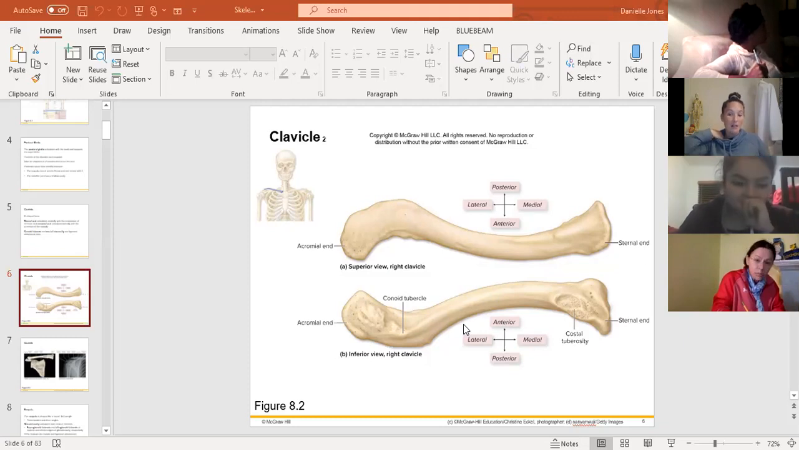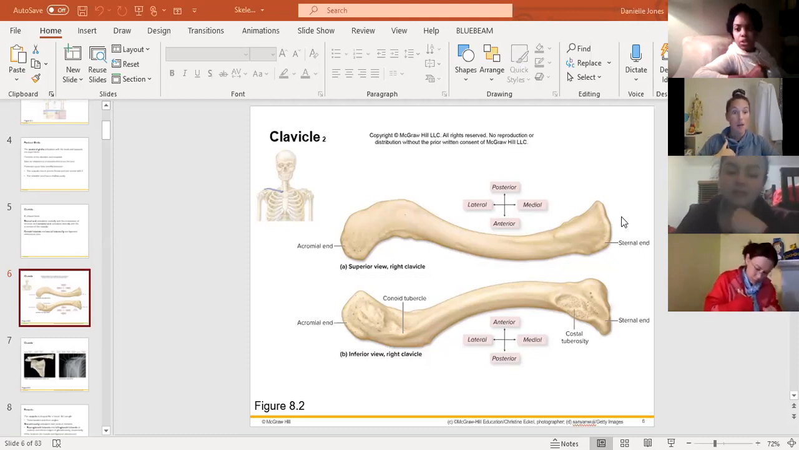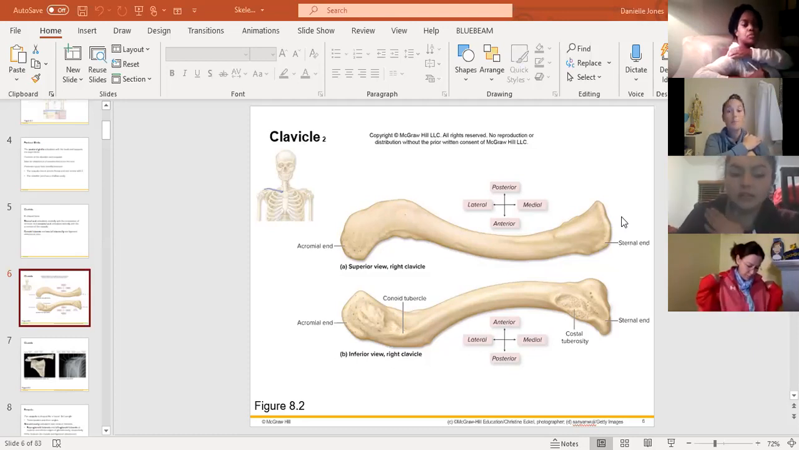Now, rights and lefts, one way to, oh, do we have a question come through? When you say we're looking at the right side clavicle, the sternal end of it, would that be towards the shoulder blade? No, towards the middle. Sternum is in the middle. Acromial end is on the lateral side. On the lateral side. Okay.